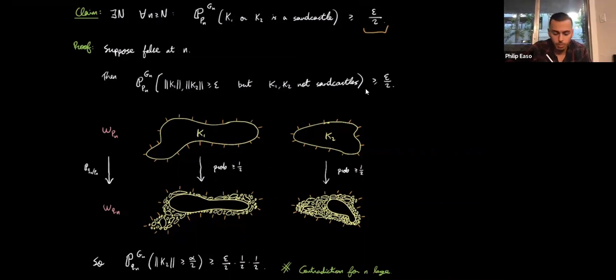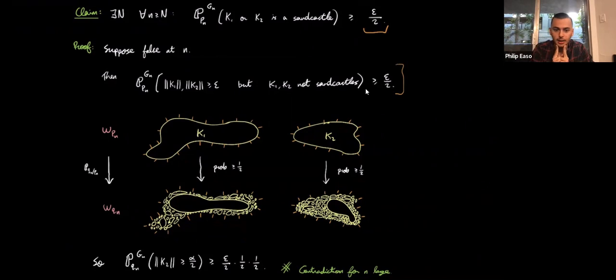We know that with probability at least epsilon, both the largest and the second largest clusters are large. Density at least epsilon. That was our contradictory hypothesis. So just by a union bound, we know that this event holds with probability at least epsilon minus epsilon over 2. So with good probability, here's what we have. Under Pn, both of the largest clusters are large, and neither of them are sandcastles.